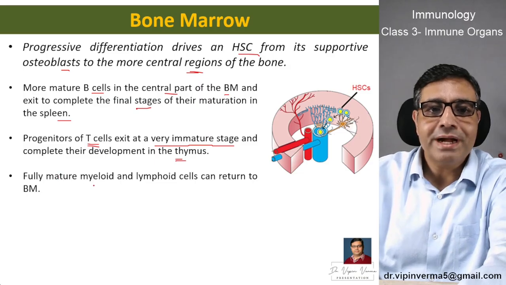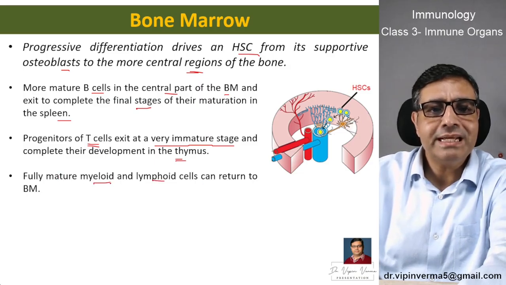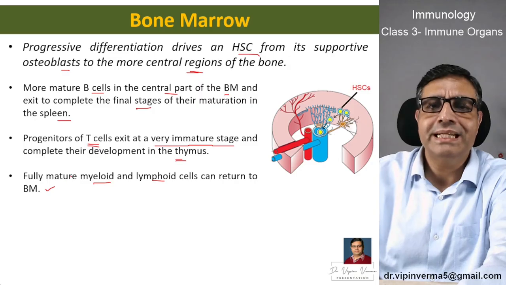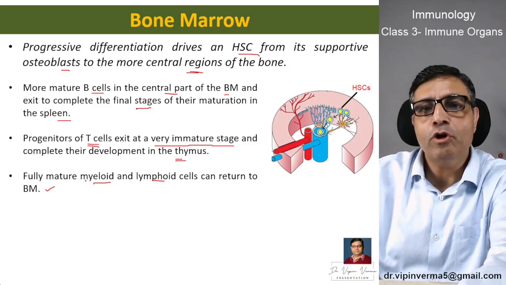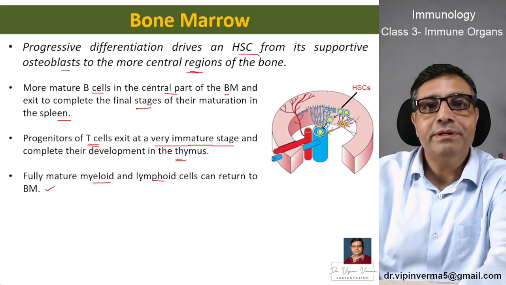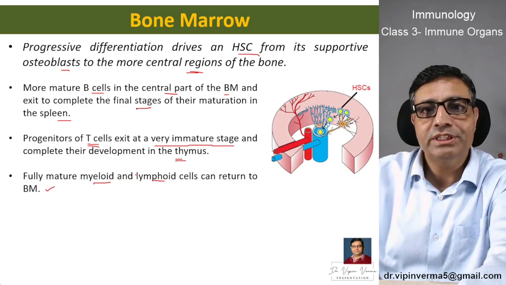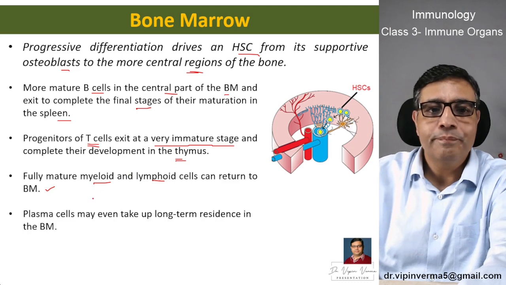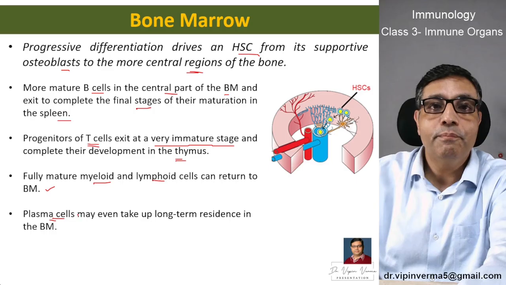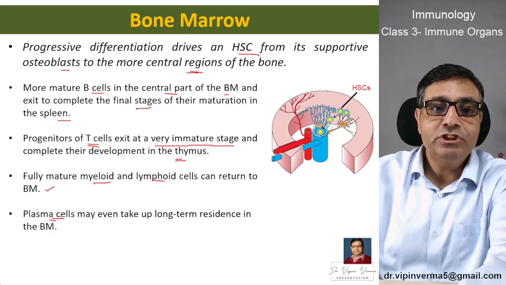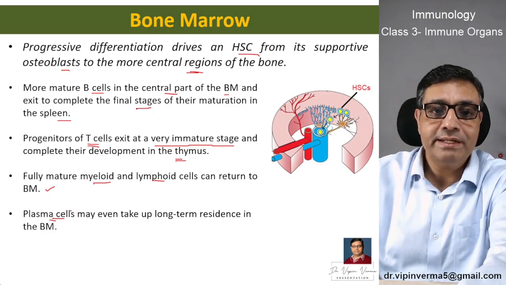Fully mature myeloid and lymphoid cells can return to bone marrow. So once these cells, whether from the myeloid progeny or the lymphoid progeny, get fully mature, they can return to the bone marrow through the circulation. Plasma cells, which are the effector cells of the B cells and release the secretory form of antibodies, may even take up long-term residence in the bone marrow.